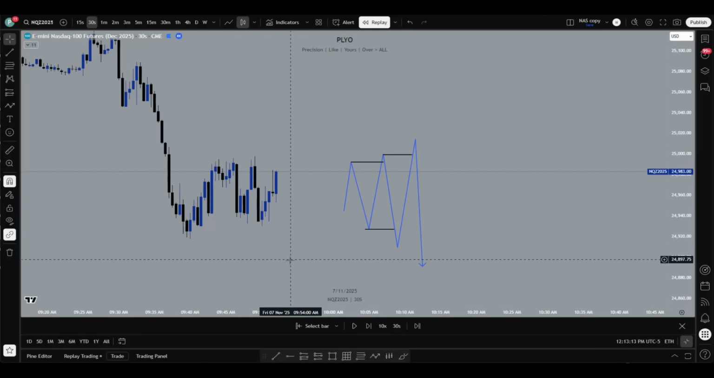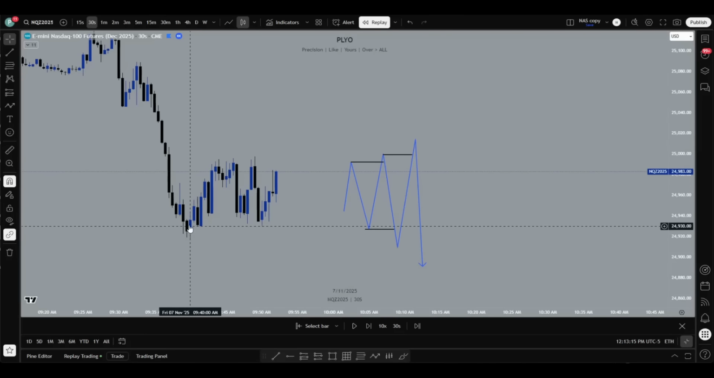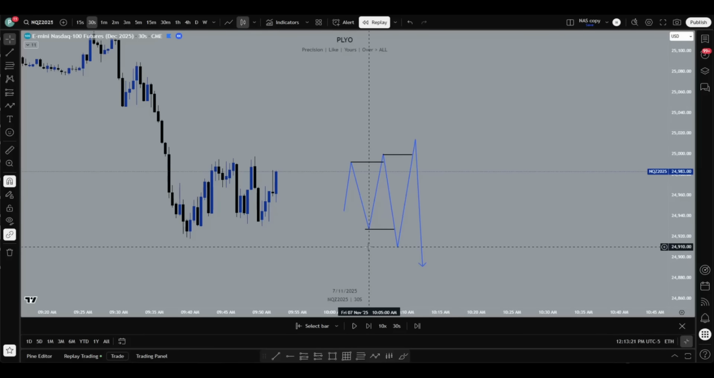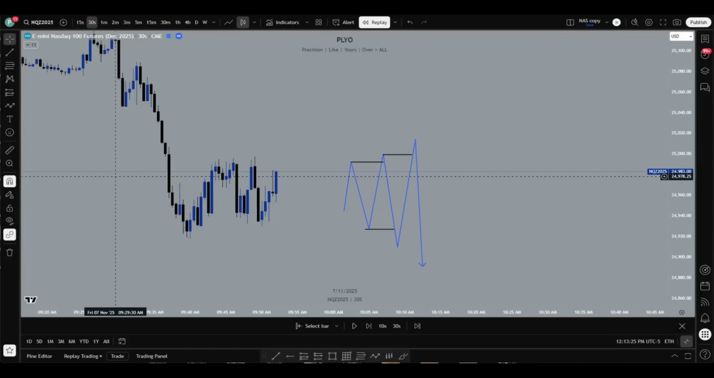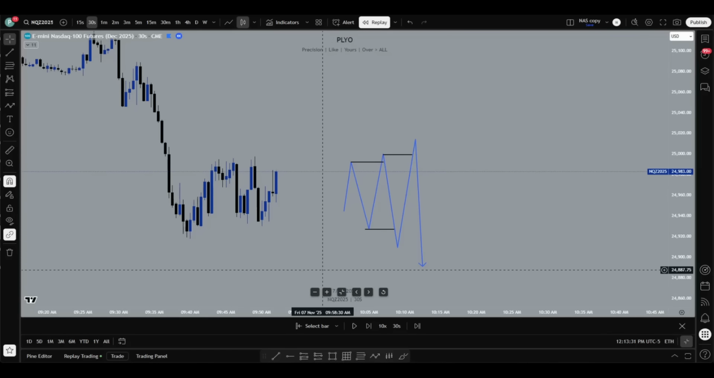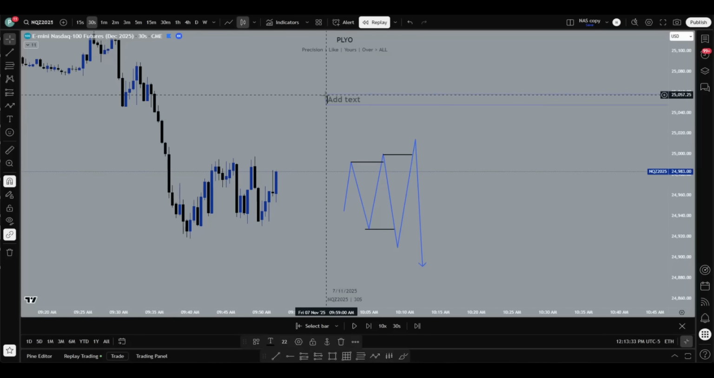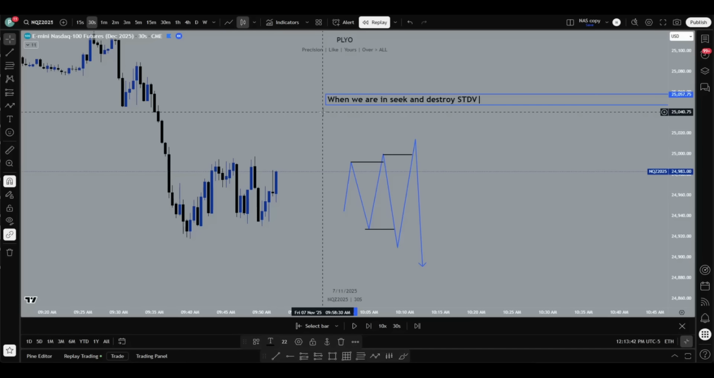When we have seek and destroy, it's going to look like we have multiple manipulation legs, but they're all fake because all it is is nonstop manipulation. Like I said, that is the trick. You do not want to look for standard deviation legs when we have seek and destroy. It's going to be useless. The reason that's important to remember, I'm actually going to write this down because it's really important: when we are in seek and destroy, standard deviation becomes close to useless.